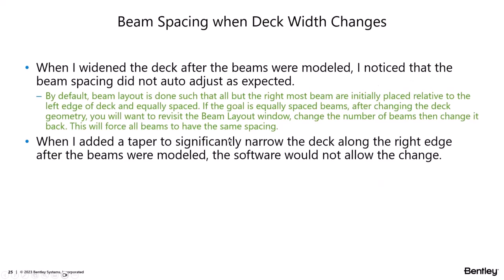Just go in and open the beam layout window, and you can do one of two things. You can change the number of beams, maybe add a girder there and then take it right back out. There's a little button there to do that. Or you could go in and reapply the fascia beam distance there for the exterior girders, and that will force it to recompute the spacing of all the interior ones and equally space them between the left and right most girders. Okay.